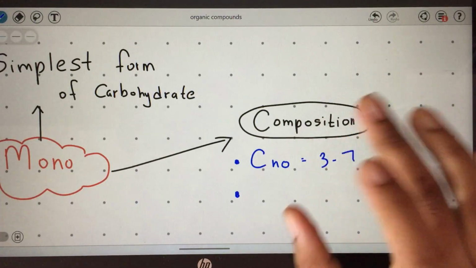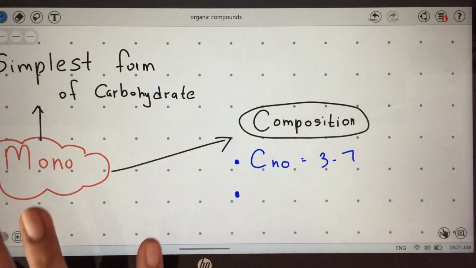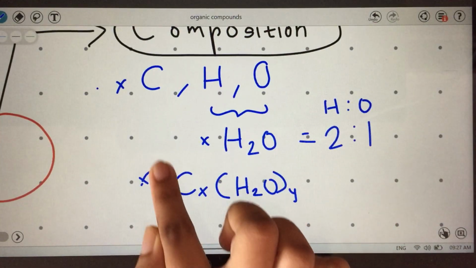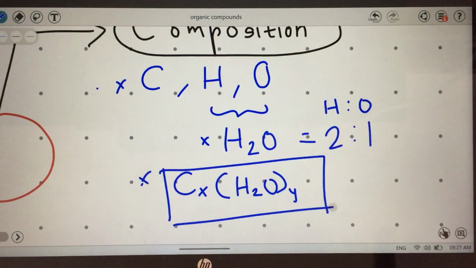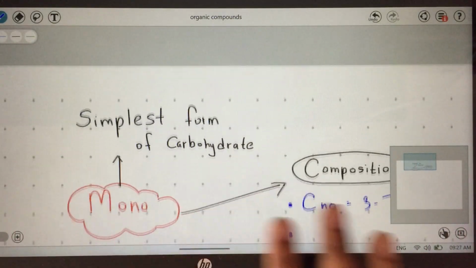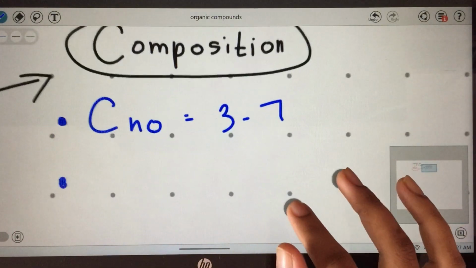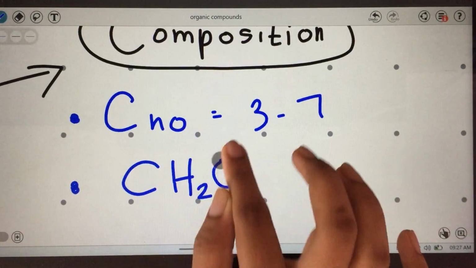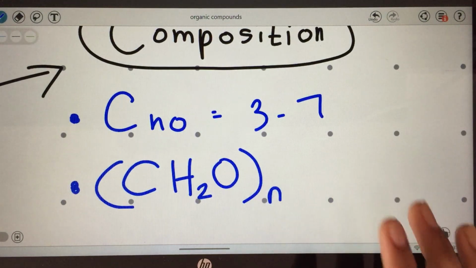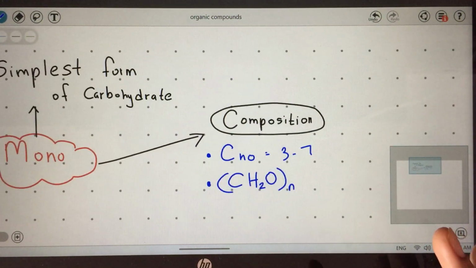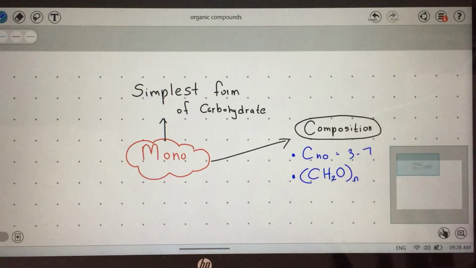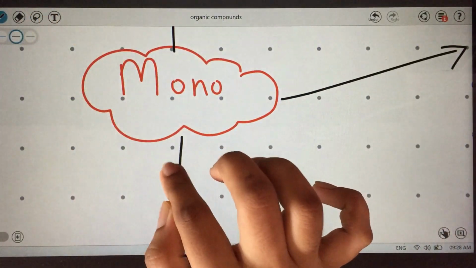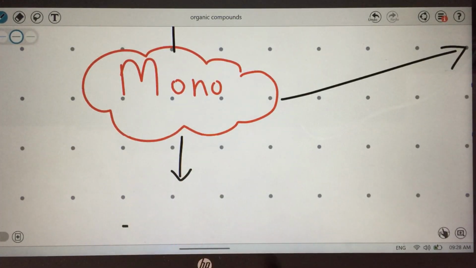No, here the composition of monosaccharides. Now that previous one that we did here, this one CxH2O(Y), that's a common formula. This is a common formula for all carbohydrates. But now we have a unique formula for monosaccharides only. What is that formula? CH2O(N). So this is the formula for monosaccharides. Okay, so that's it about the composition. Then we are going to speak about here for carbohydrates. In the lower part, what did we speak about?